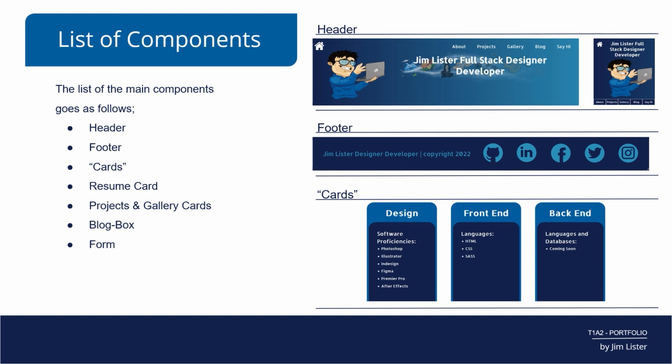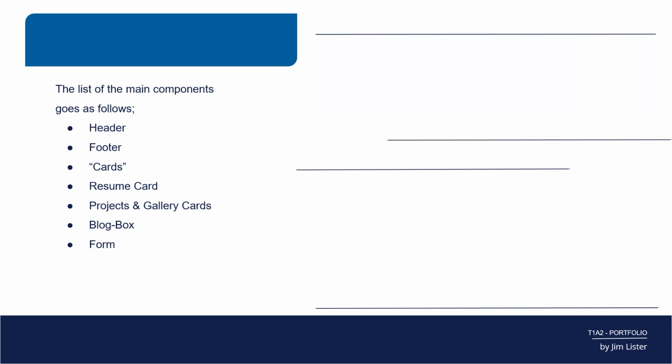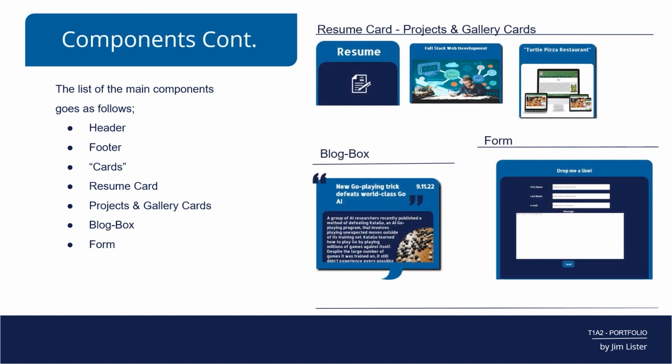Header, which I've displayed in both desktop and mobile view. The footer, which is styled using large recognizable icons, still adhering to my website's overall style and theme. The next components are basically the same general idea, however I've styled them all slightly differently. But there's the initial cards, as seen on the bottom of this slide, resume card, projects, and gallery cards. These components all have their own responsive aspects as they stretch, shrink, and grow within the browser.